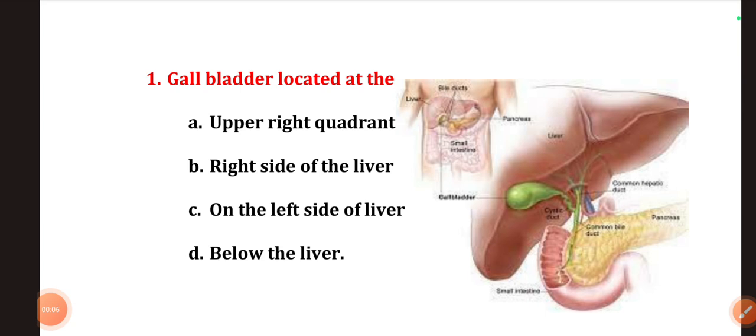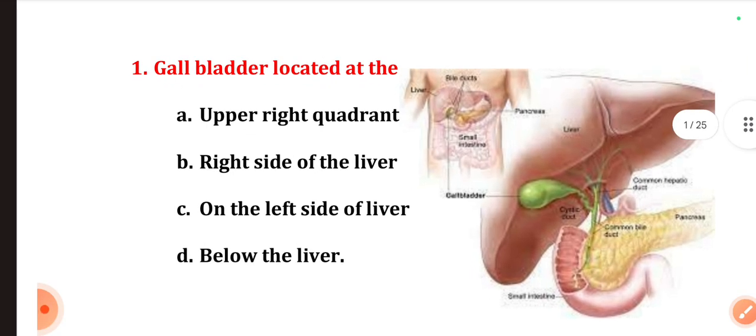Today we will see some of the basic questions for upcoming staff nurse recruitment examinations in Telangana. The first question is: the gallbladder is located at the? The options are upper right quadrant, right side of the liver, left side of the liver, below the liver. The gallbladder is located below the liver.